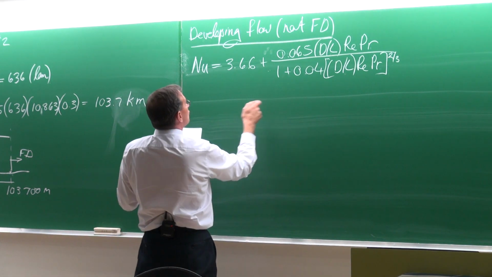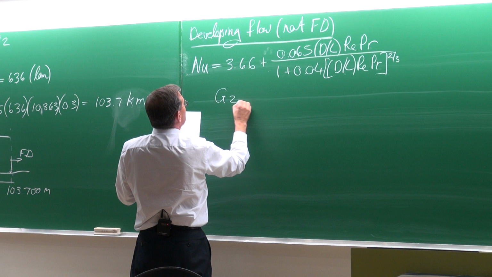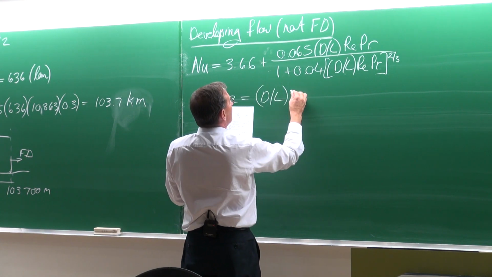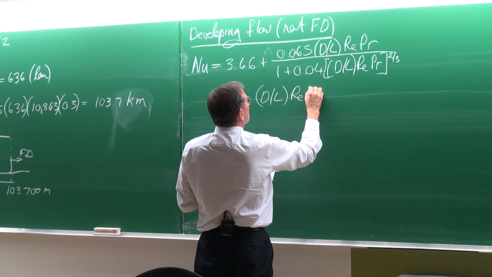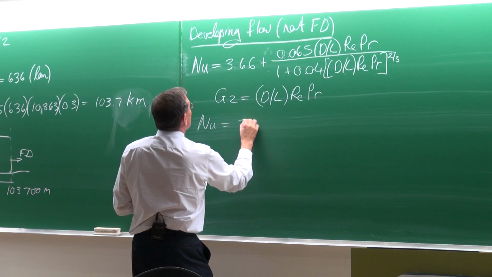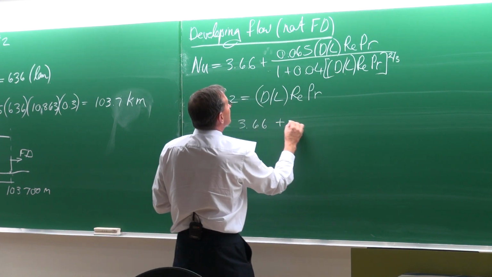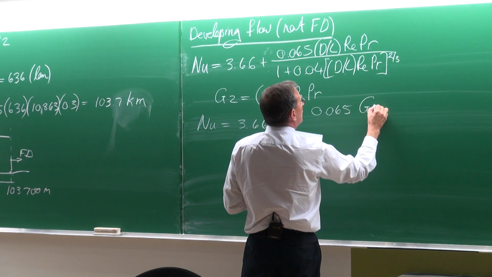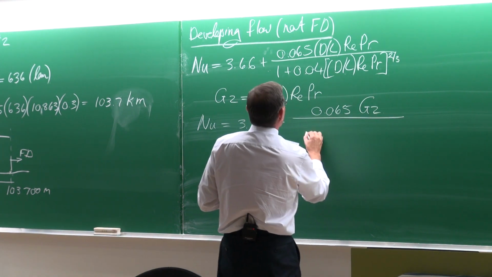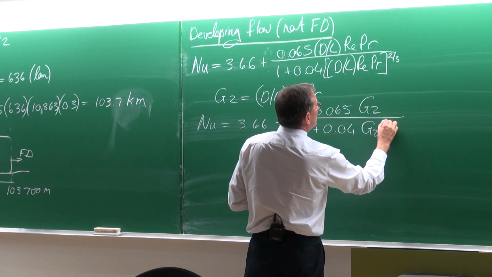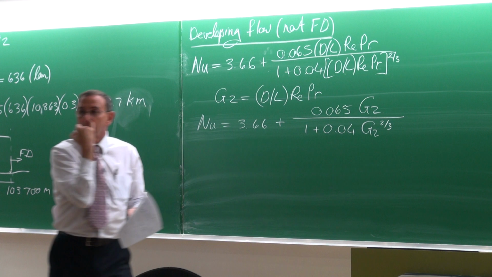Now you can also write this in terms of the Graetz number, which is equal to D divided by L multiplied by Reynolds Prandtl. And then you can write this equation as Nusselt number is equal to 3.66 plus 0.065 multiplied by the Graetz number divided by 1 plus 0.04 and the Graetz number to the 2/3.